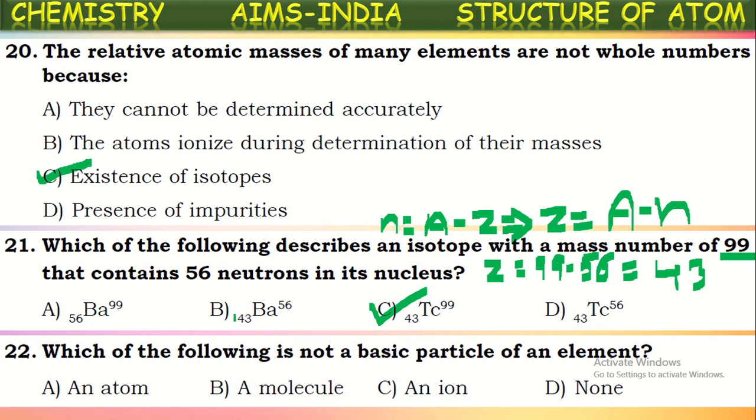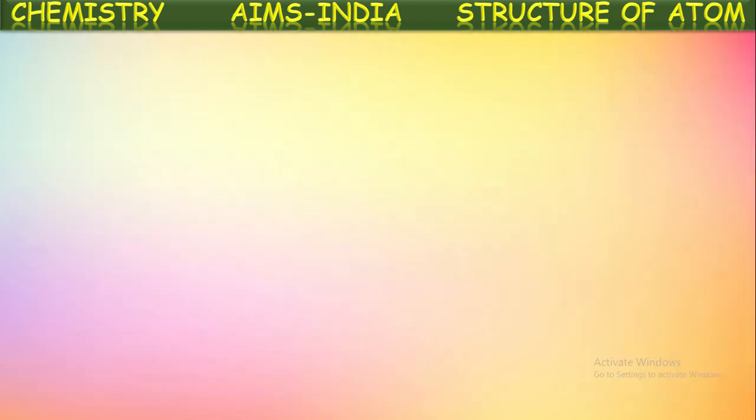But an ion is not a basic particle, because an ion is formed when it participates in chemical bonding. Until and unless it is participating in the bond formation, these ions won't exist. So we can say ions are not the basic particles of an element, whereas atoms and molecules are basic particles. Okay, so the next one.